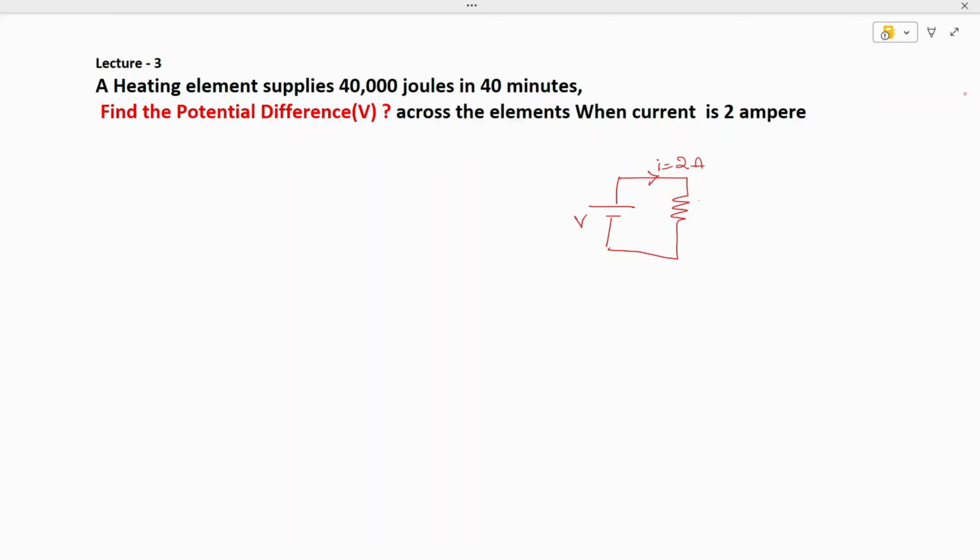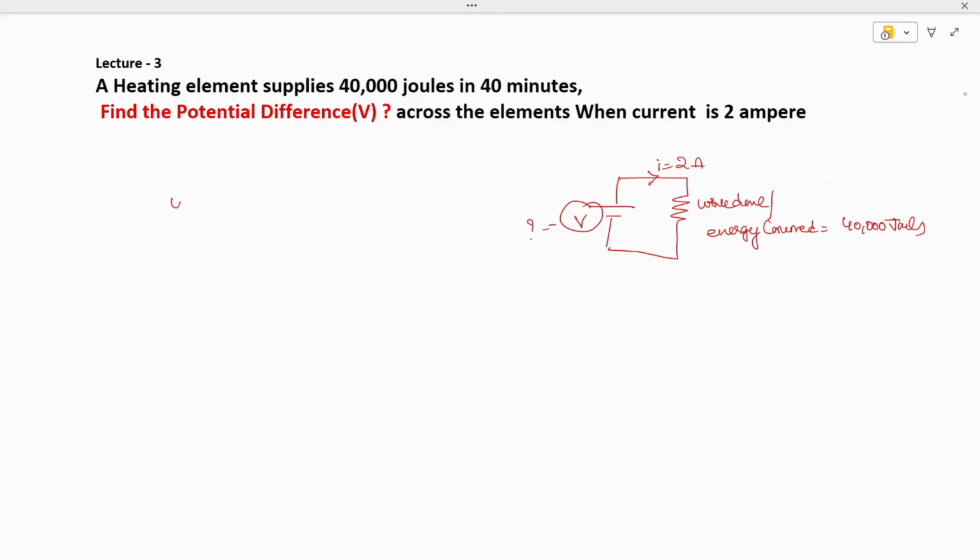The amount of work done or the energy consumed by this resistor is given as 40,000 joules. We are asked what is the value of this voltage. Now let us try to do it.